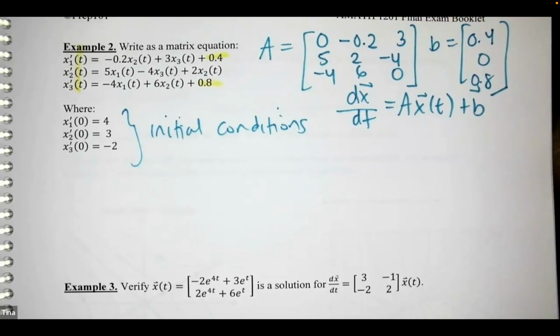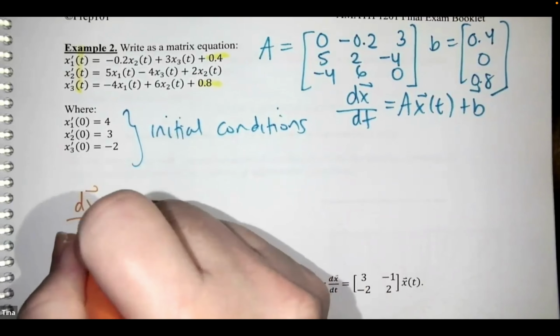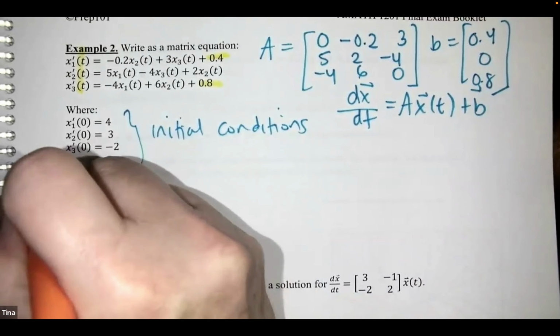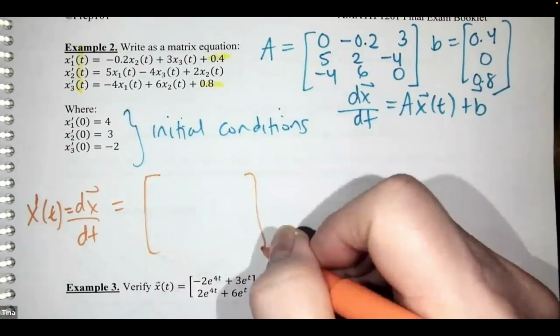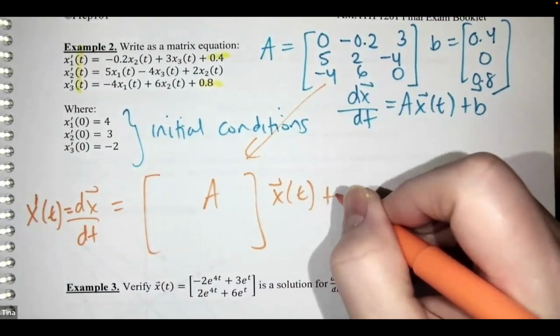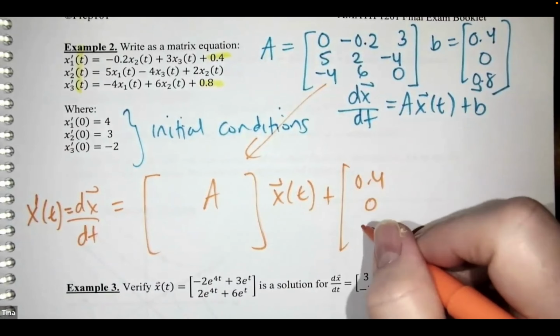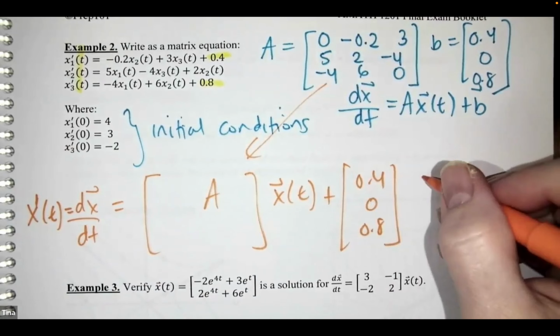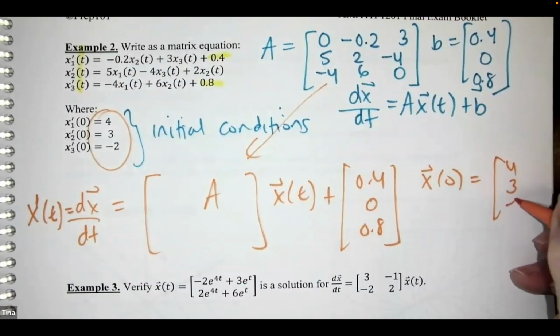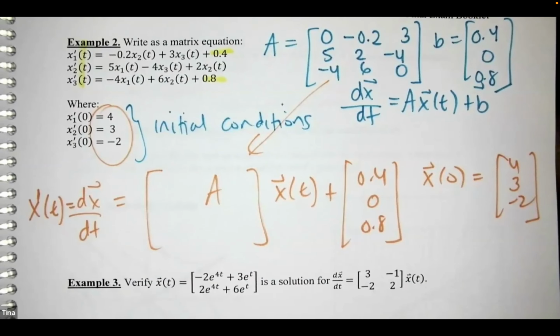Okay. So it would look like dx by dt, or you can just say x prime, would be this matrix A, you can fill it in there, times x of t plus this B matrix. And you can say, with x of 0 being this, 4, 3, negative 2. So if they want you to write it in a matrix equation or matrix form, that's what it would look like.